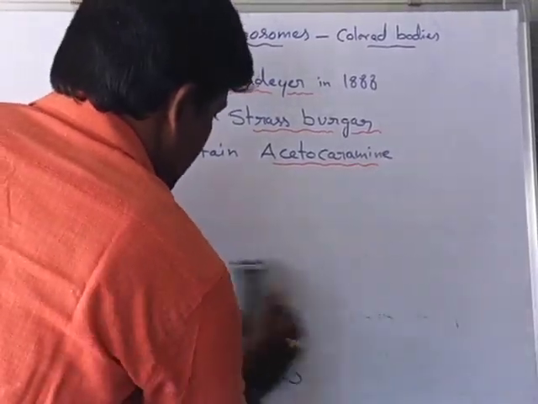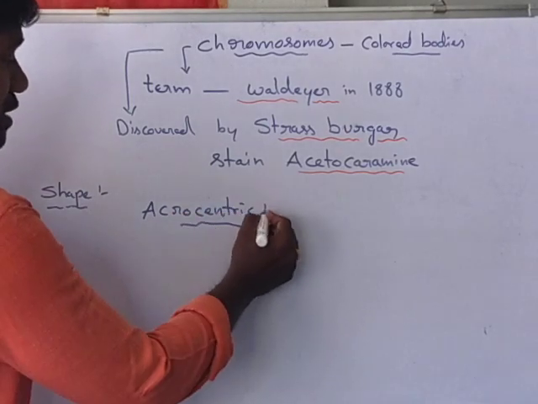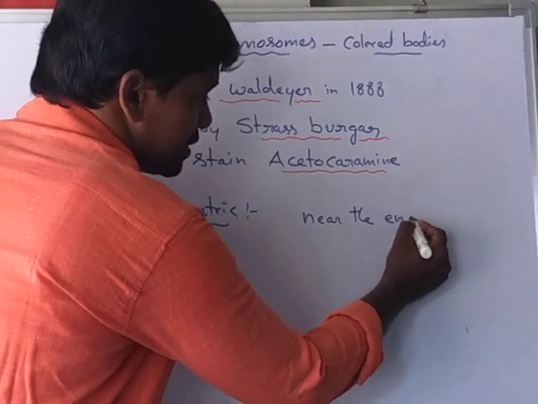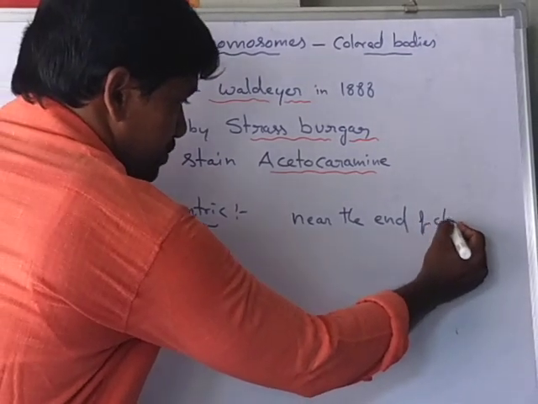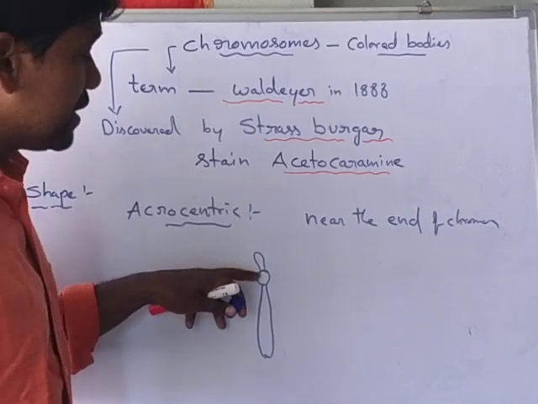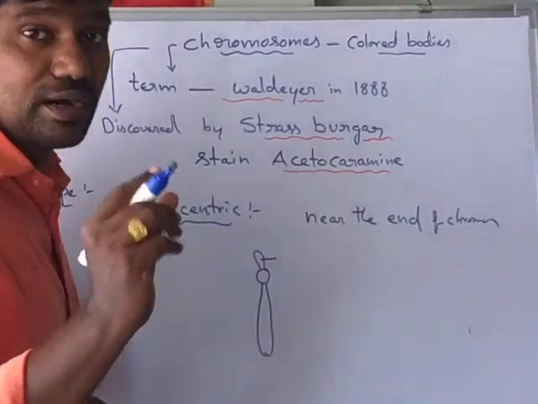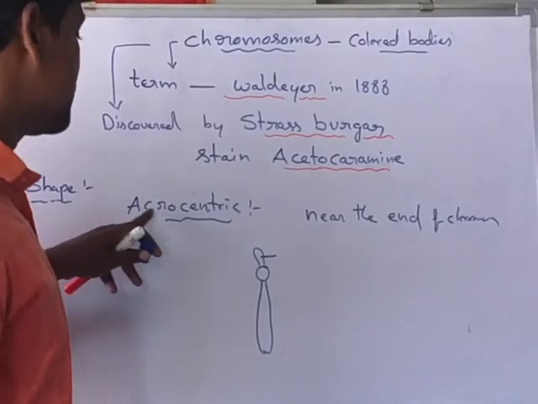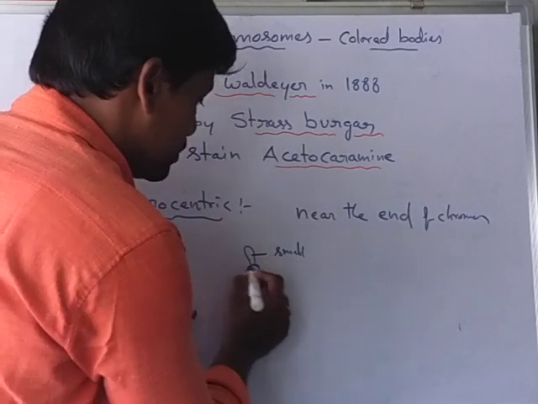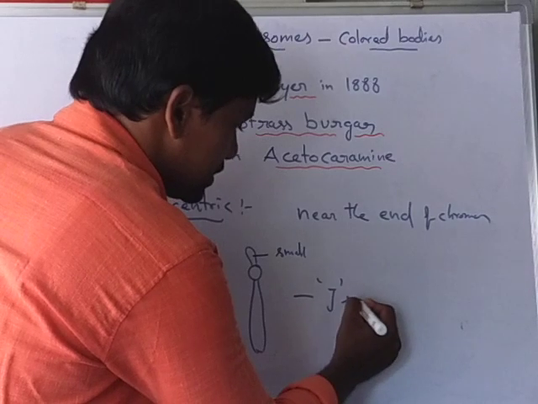The third type is acrocentric. Acrocentric means the centromere is present near the end of the chromosome. This is the centromere, here is one arm, and this is the other arm. A small, negligible arm is present on one side, and on the other side a long arm is present. So this represents a J shape.